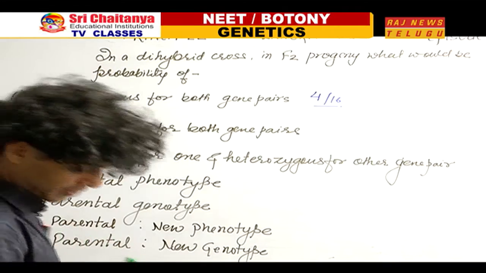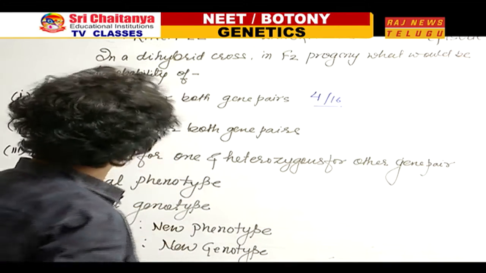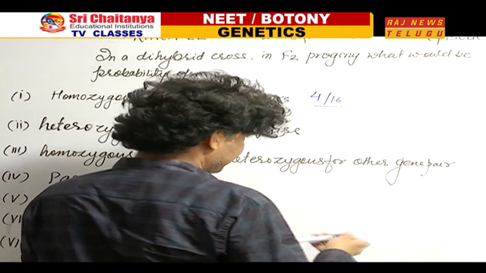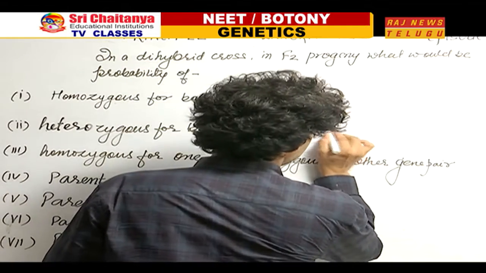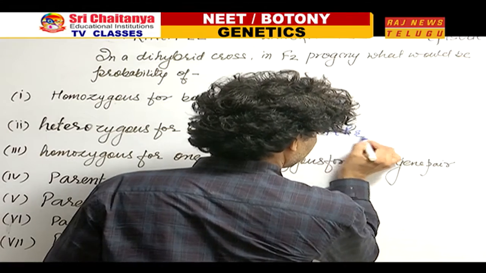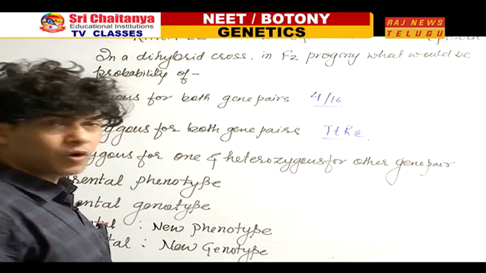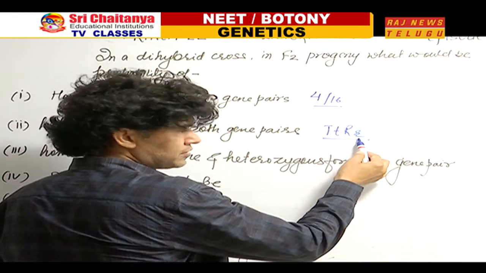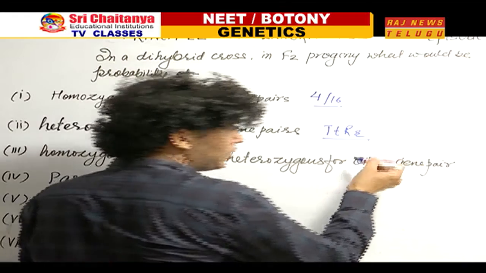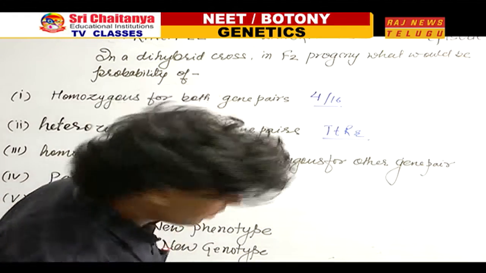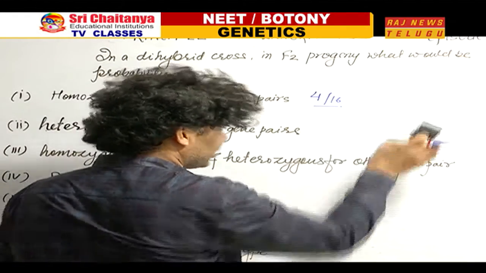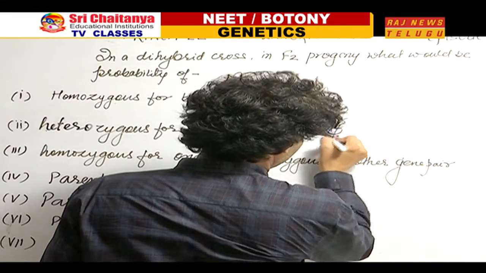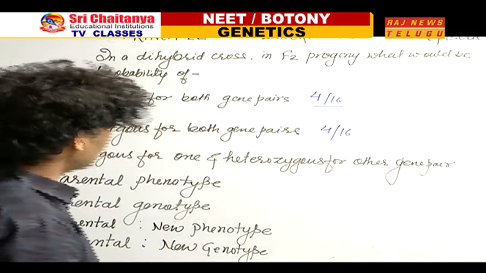Heterozygous for both of the gene pairs. You know, heterozygous for both of the gene pair means what? Capital T, small t, capital R, small r. By probability law, already I taught you, probability of the heterozygous is 2 by 4, second one is also heterozygous, so 2 by 4 into 2 by 4, it means 4 out of the 16 are those members which are heterozygous for both of the genes. So answer for the second question is also 4 out of the 16.